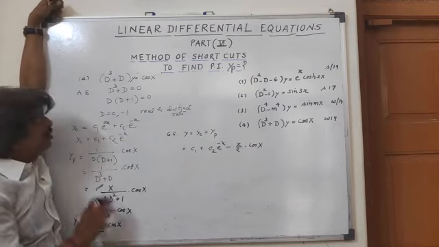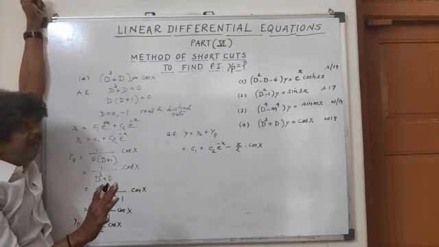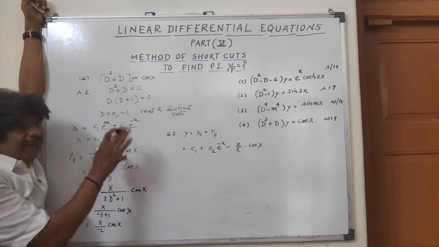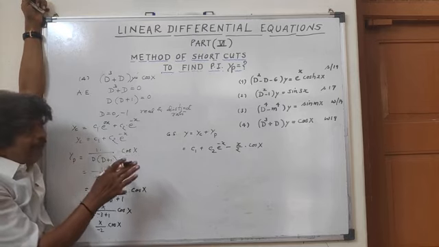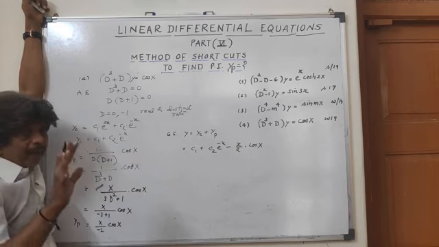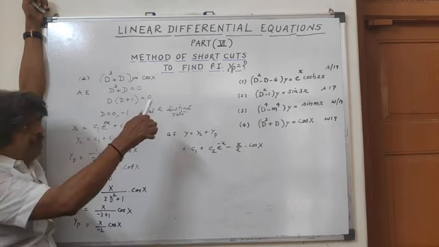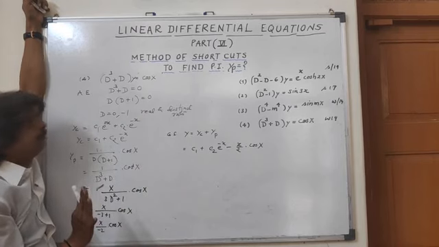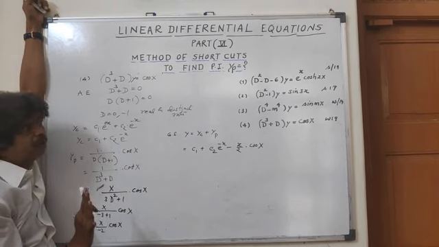So that is how we simplify such examples for yc and yp. Specifically for yp, we have used here the shortcut methods for the exponential case and trigonometric case. I hope you have understood this. Thank you very much.